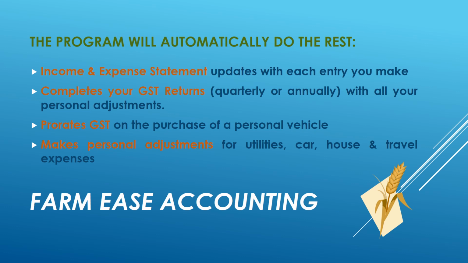The income and expense statement updates with each entry that you make. Your GST returns are automatically calculated quarterly or annually with all your personal GST adjustments. The program will prorate the GST on the purchase of a vehicle that is used partly for business and partly for personal use. Personal adjustments for utilities, car, house, and travel expenses are automatically calculated.